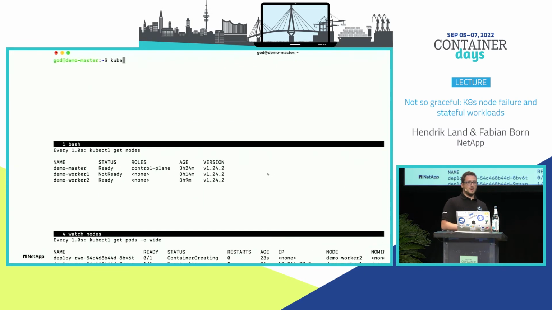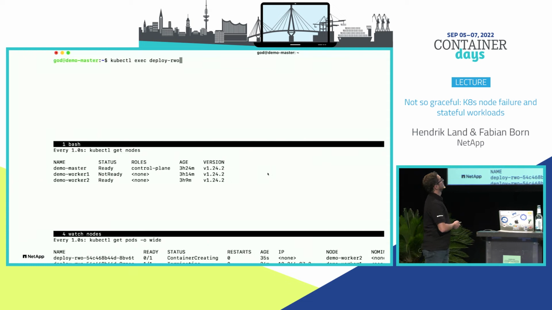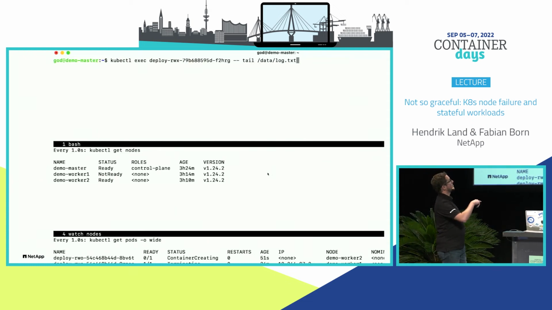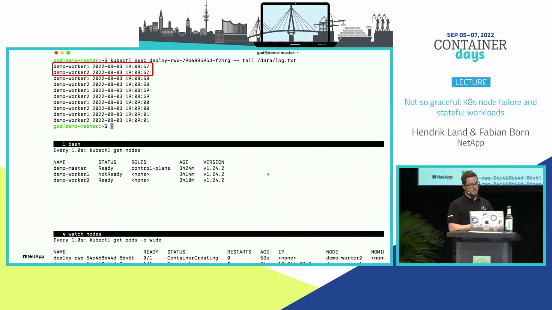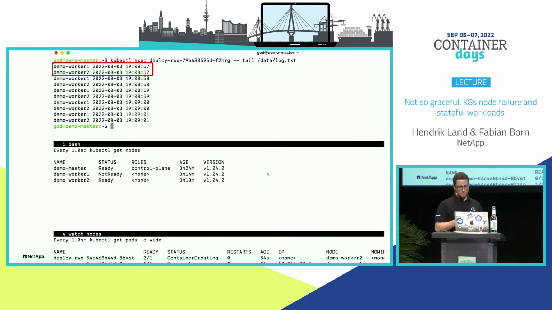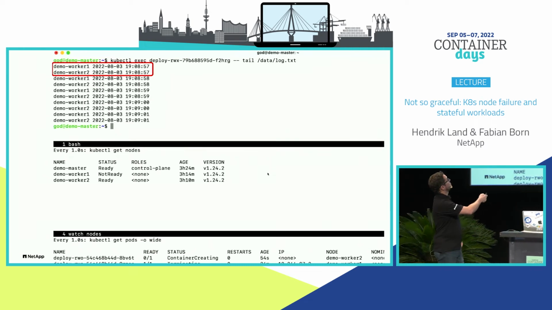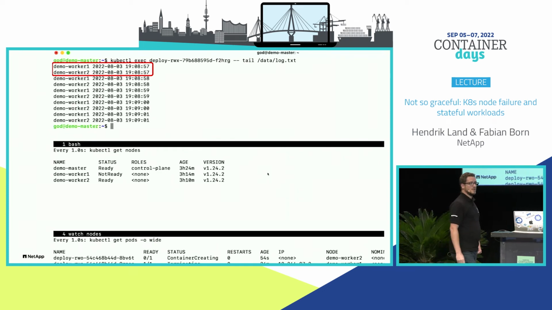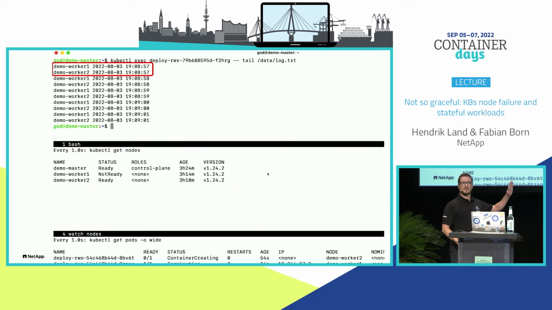There you go. So I'm going to, again, take a look at the log file we're writing on that read write many deployment. And what you see now is that we have 2 entries per second, one from worker node number 1, one from worker node number 2, because the original container is still running. It's still writing to that volume. But Kubernetes also started the container on the other node, which also has the volume attached because it is read write many. So they are both writing to the same file.